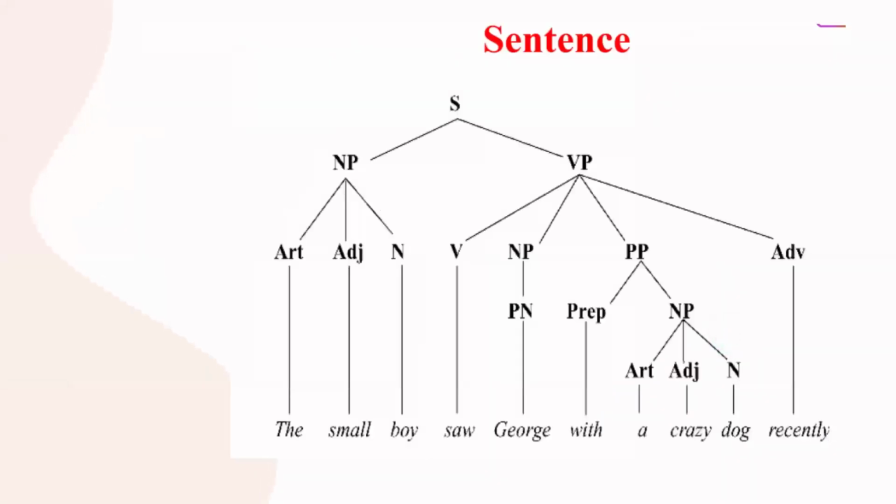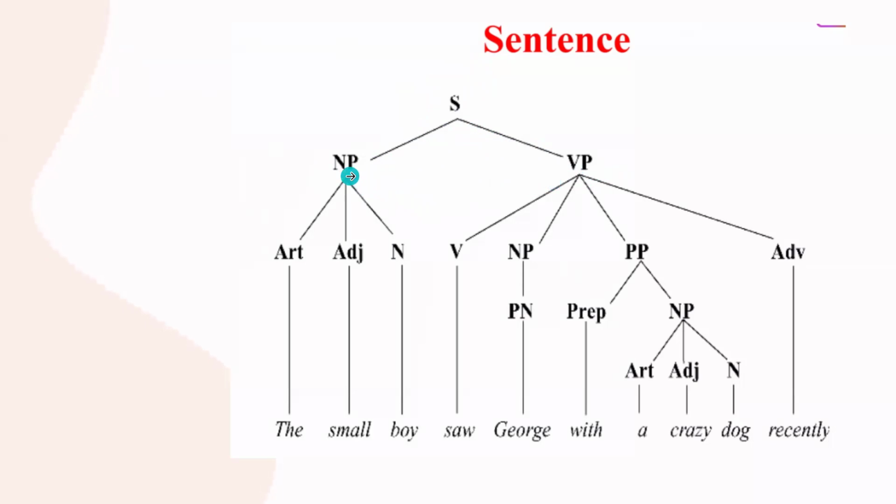So these are some of the complete sentences here on your screen. You can see on your screen the sentences. The small boy saw George with a crazy dog recently. So this is the complete sentence. And if syntactically we have to see the structure of it, we will write on the top S for sentence, and sentence is divided into noun phrase and verb phrase. This is the first step. The moment you see a sentence, you will write S. You will draw these two lines. You will write noun phrase and verb phrase.